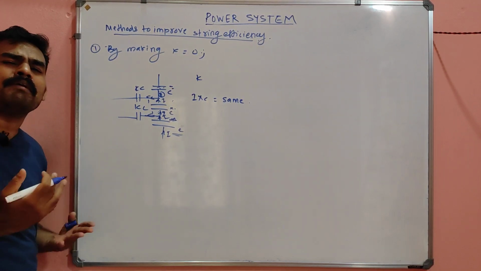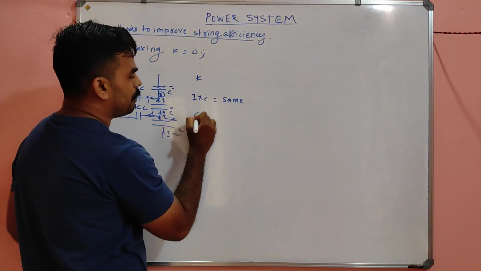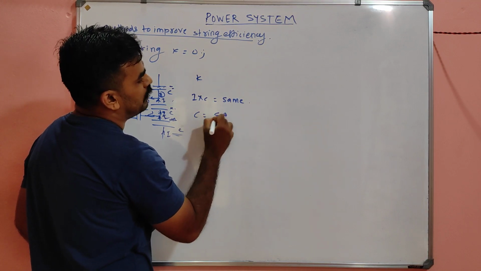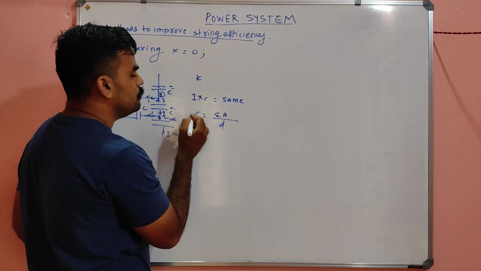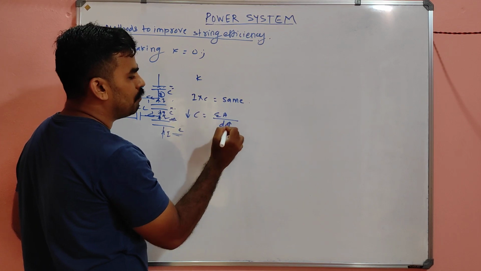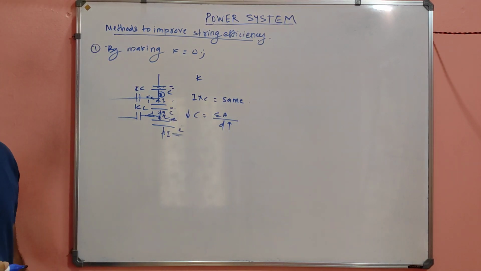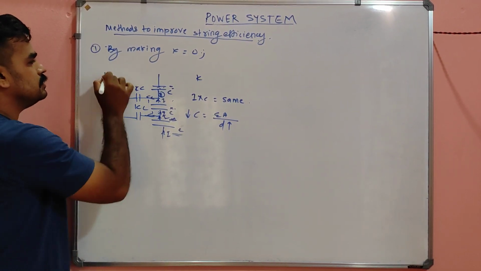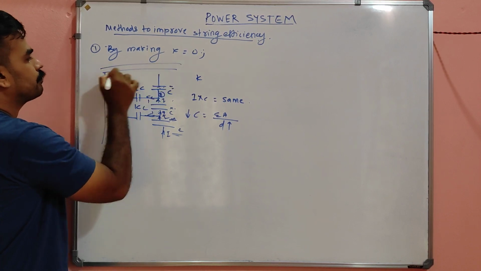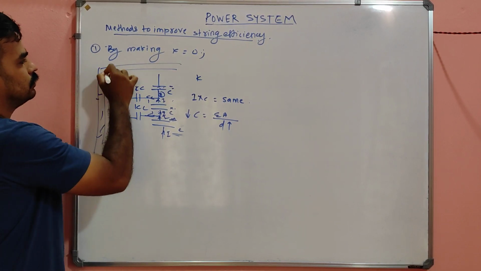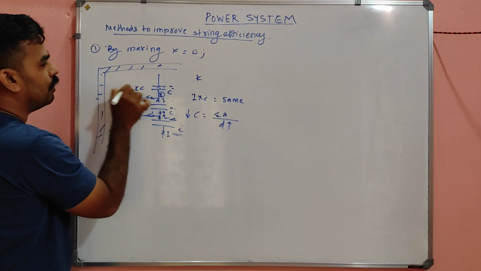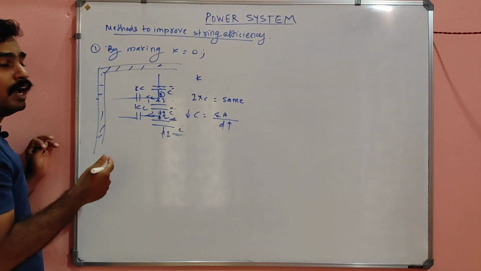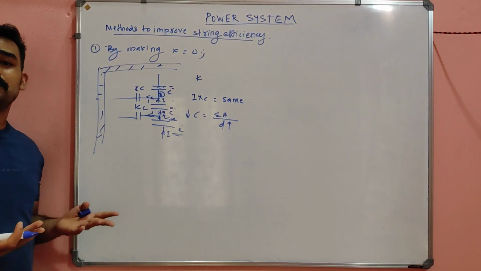So how can we eliminate that shunt capacitor, my dears? The capacitance equation is C equal to epsilon A by D. So for reducing the capacitance, the only thing you have to do is increase the distance. Now the distance means this distance, this distance you have to increase. How much can you increase?